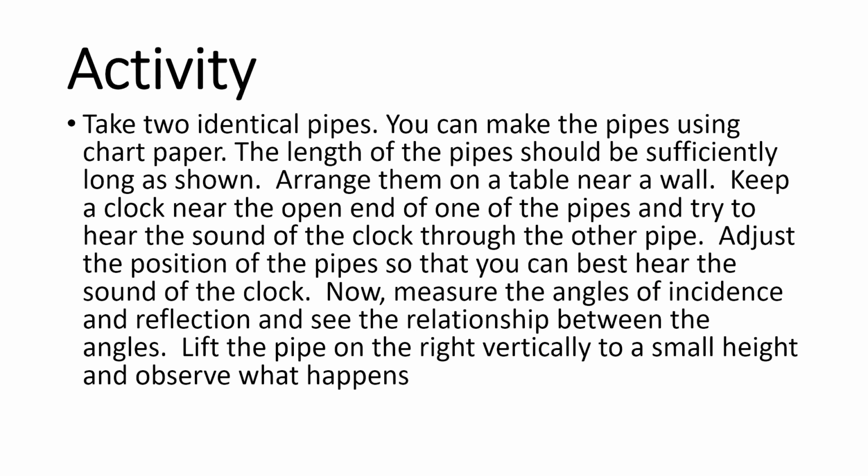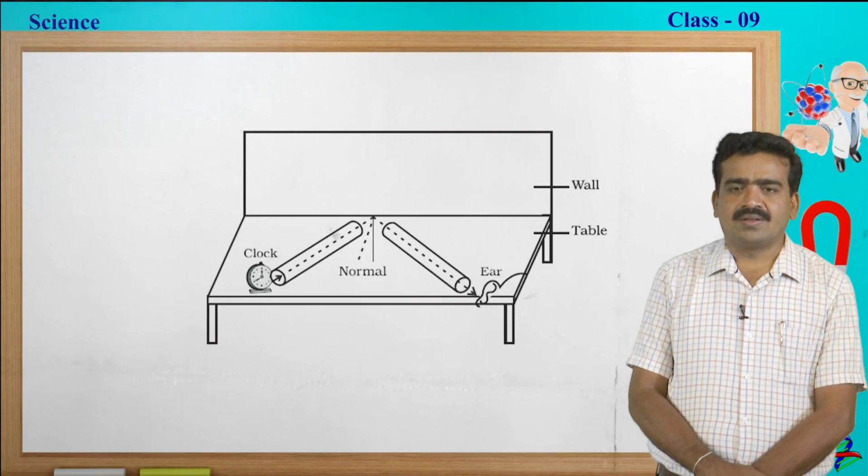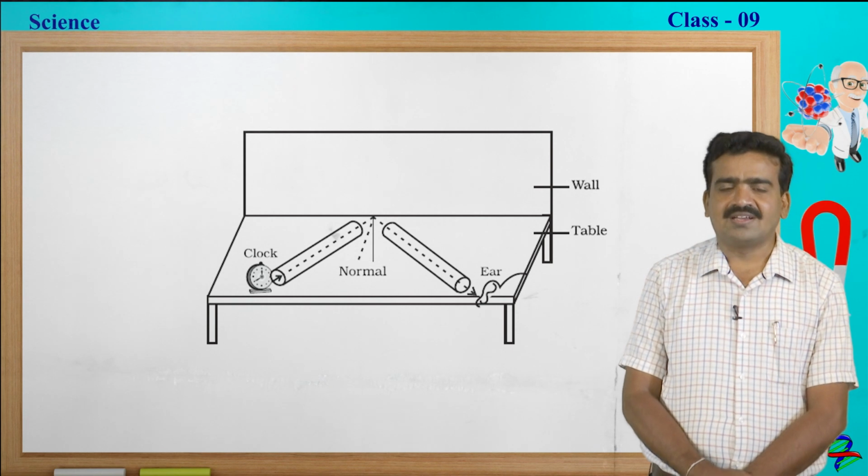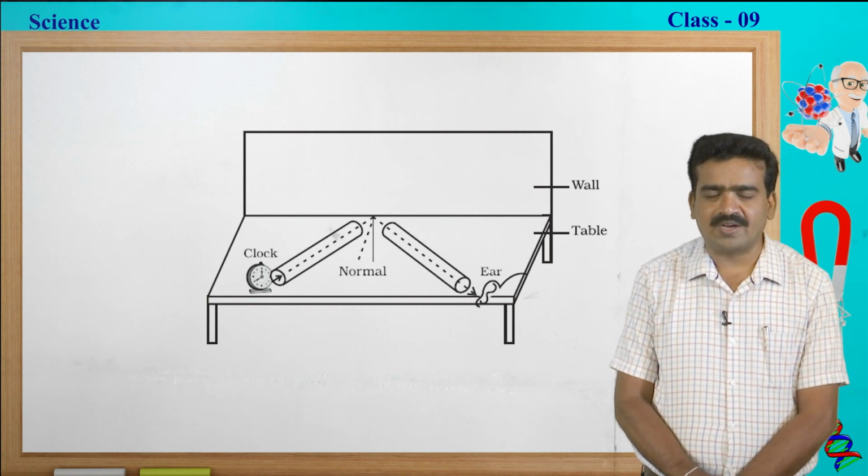Now, measure the angle of incidence and reflection and see the relationship between the angles. Lift the pipe on the right vertically to a small height and observe what happens. So, like this you can set up the experiment to verify the reflection of sound with the help of two pipes.